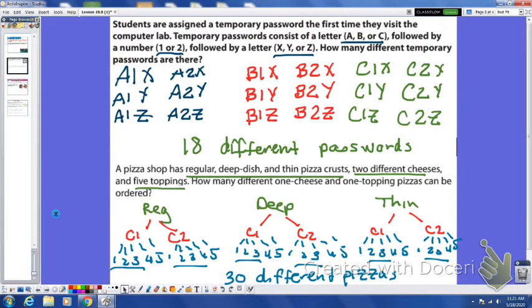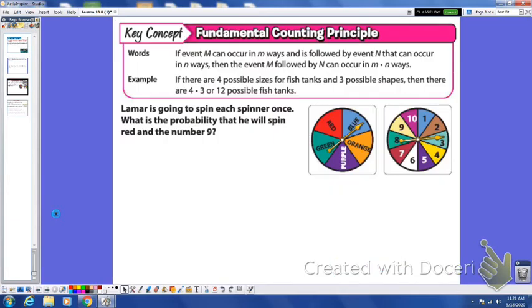So if we flip back here real quick, okay, I knew that there were 3 different pizza crusts, there were 2 different cheeses, and 5 toppings. So if I took 3 times 2 times 5, that would give us 30 possibilities. So just a quicker way if it's asking you just how many possibilities there are, not specifically what the possibilities are. Now we can apply this to our probability.